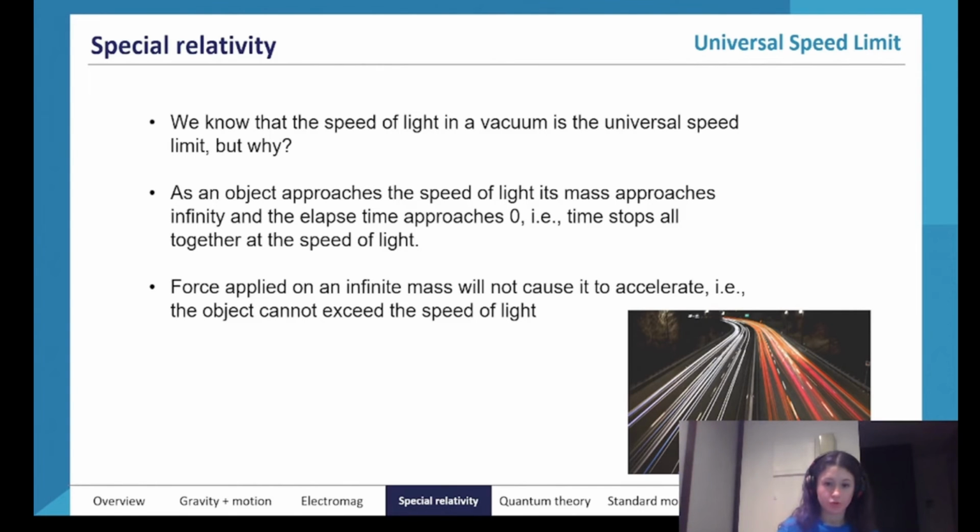Getting onto the speed of light in relation to special relativity. So, we know that the speed of light in a vacuum is the universal speed limit, right? But why? We know that nothing can travel faster than light. You may have heard that before.